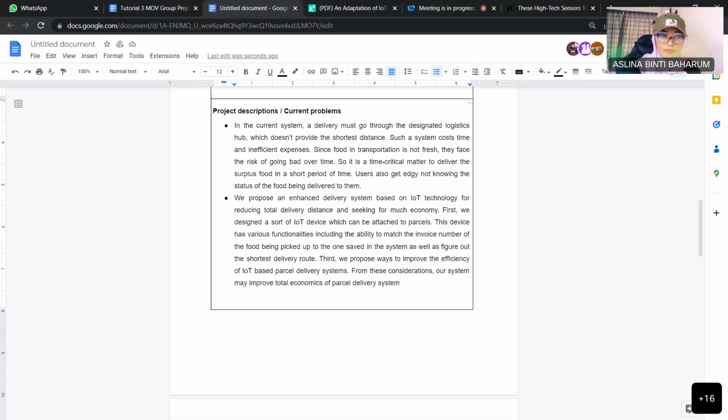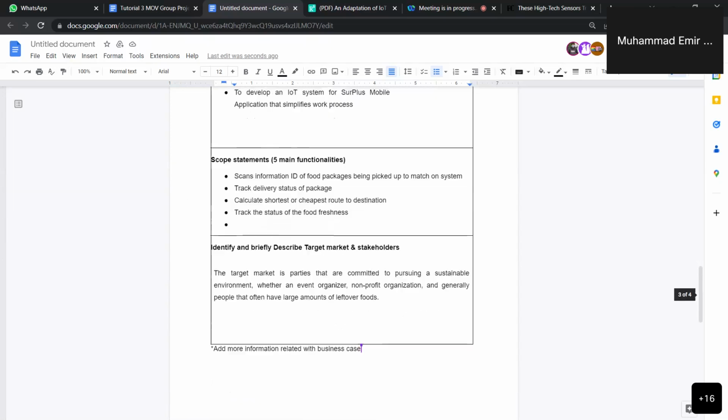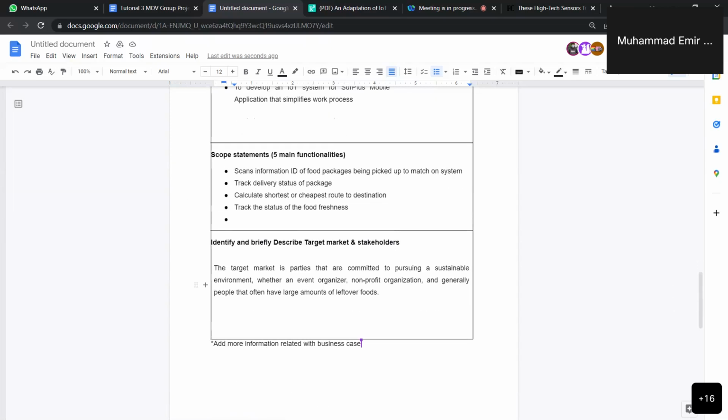But it's surplus food, excessive food. People don't really pay for it. So honestly, you find people that want to give away leftover food. As you can see, the target market is like event organizers and non-profit organizations.